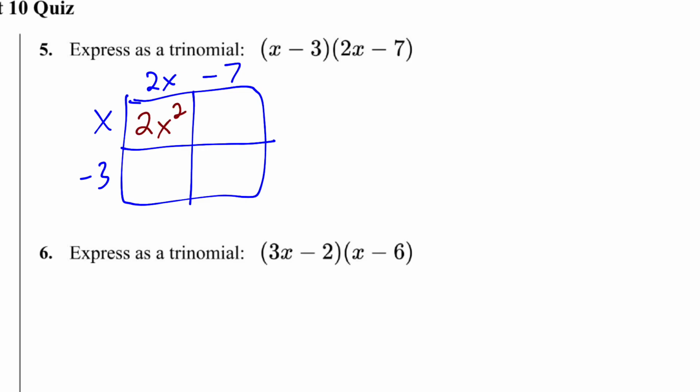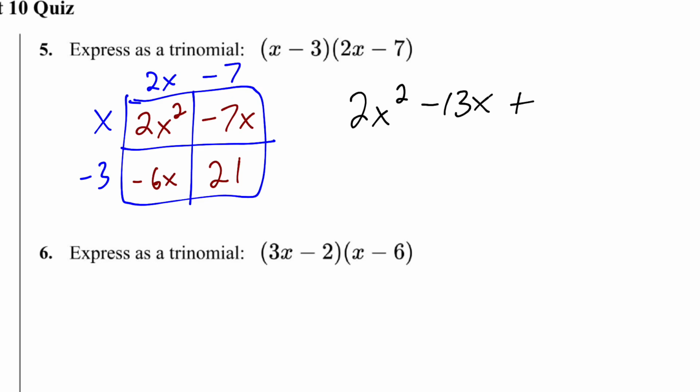Remember, we multiply the outside terms. So this gives us a 2x squared, a negative 7x, a negative 6x, and a 21. For each of these, we just take row times column, row times column. We pay attention to the negatives, and we count up how many x's are left. So I'm going to add together all these terms inside the boxes, which means the x terms are combined. And negative 7 minus 6 is negative 13.